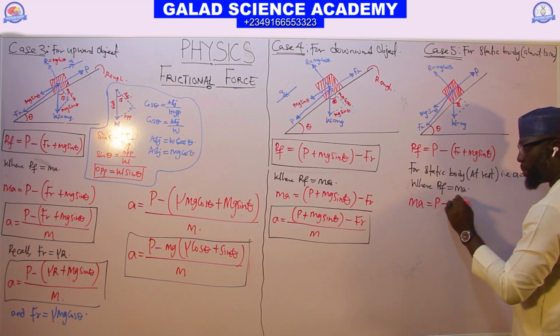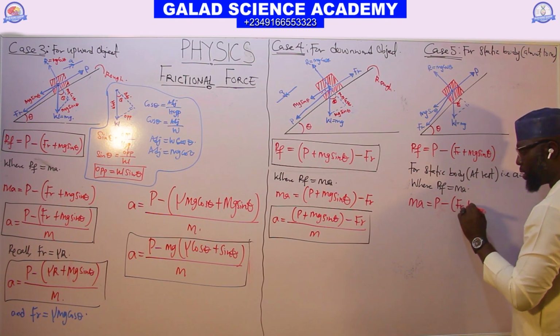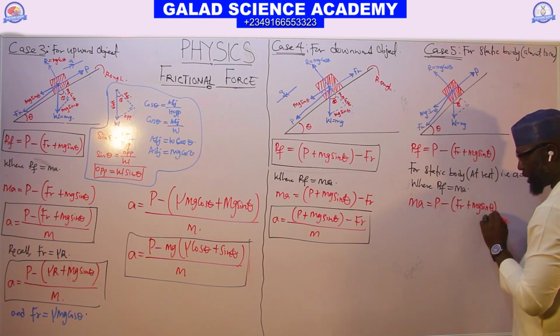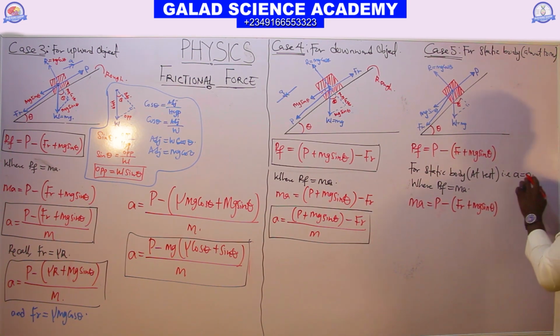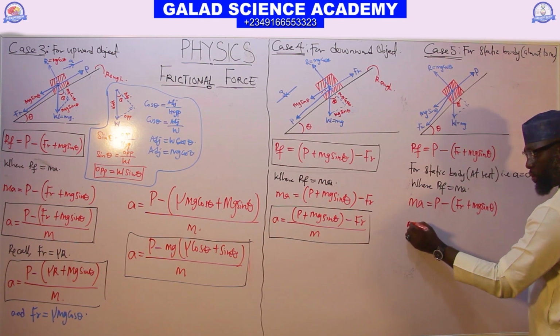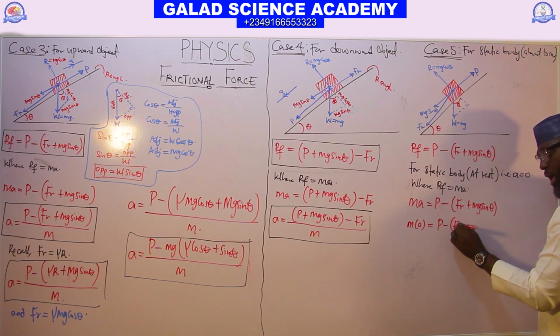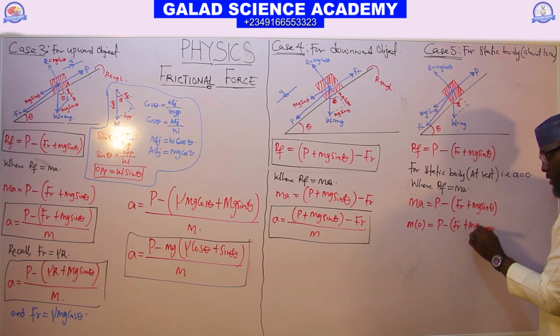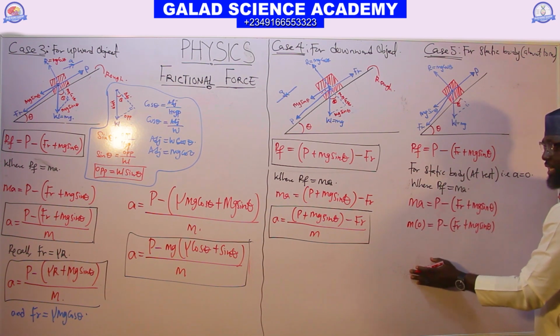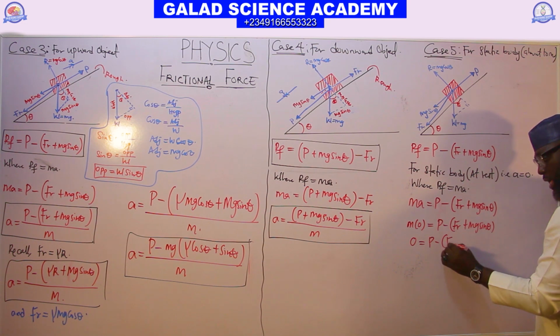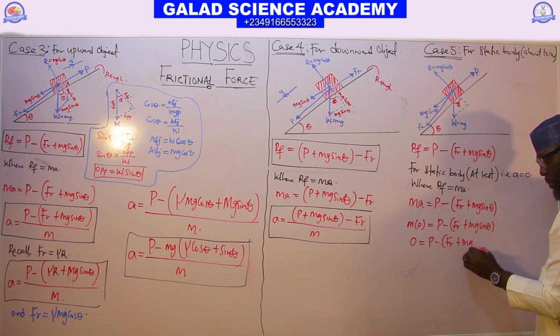P minus FR plus MG sine theta. What is A? A is zero. We have M times zero equal to P minus FR plus MG sine theta. By collecting the like terms, everything on the left side is zero: P equals FR plus MG sine theta.